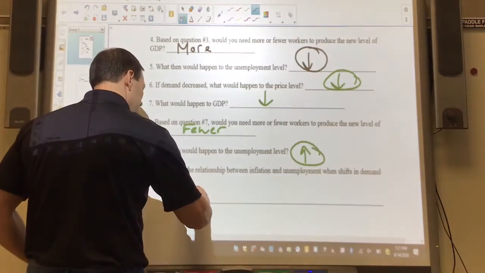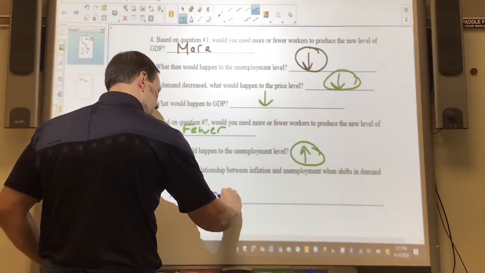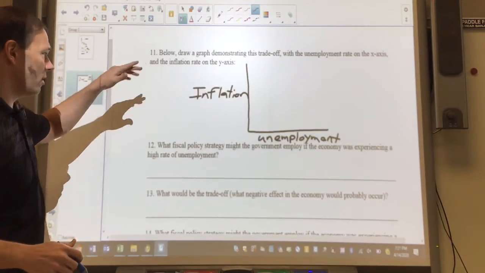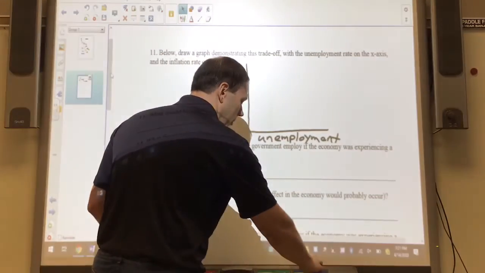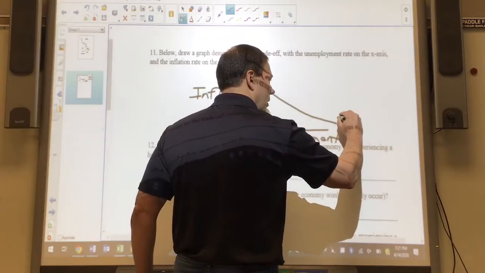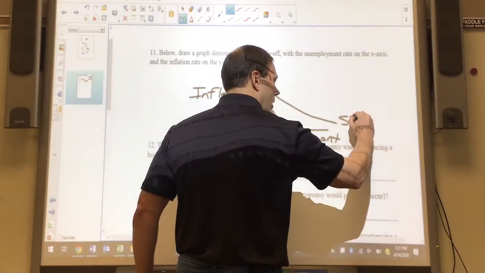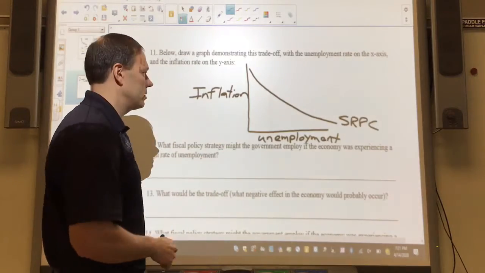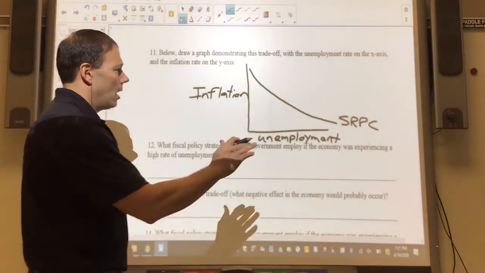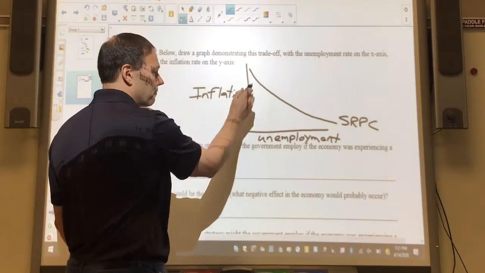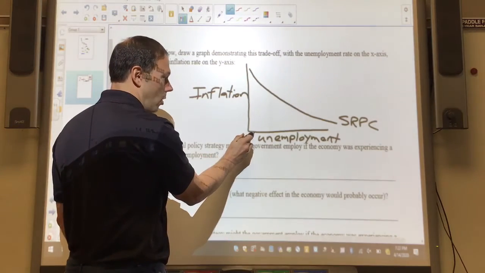Inverse, okay? So in other words, typically in the economy, and let's come back to our graph here, we're trying to figure out how inflation and unemployment are related. Typically, there is a downward sloping curve, we call this a short-run Phillips curve, SRPC. There is a long-run Phillips curve, you guys don't need to know it, so be thankful. But the short-run Phillips curve typically says if inflation is high, unemployment's going to be low.